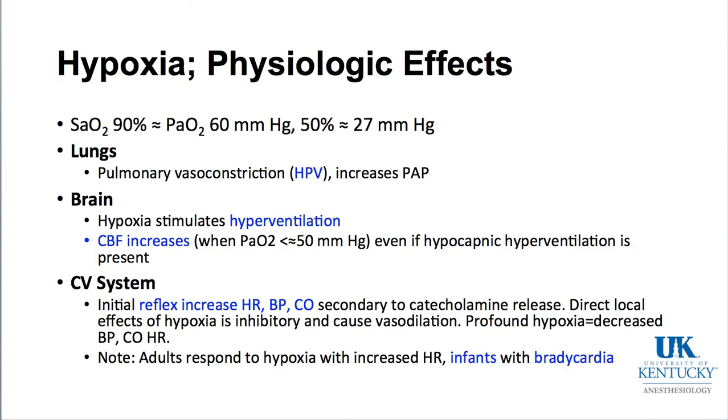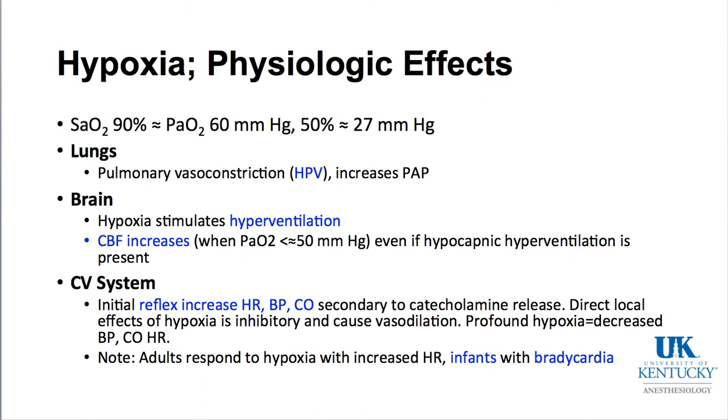Now when you get hypoxic, what happens? What are some of the physiologic effects? Remember that a saturation of 90% is approximately a PO2 of 60, and a normal oxyhemoglobin dissociation curve would have a P50 of 27 millimeters of mercury. In the lungs with hypoxia, in the alveolus, if it gets hypoxic, the arteries going past it constrict and pulmonary artery pressure will go up. Pulmonary vasoconstriction due to HPV.